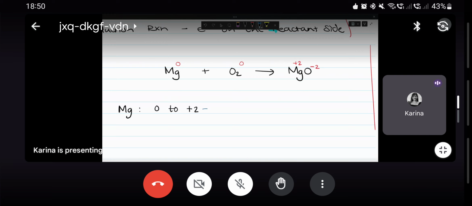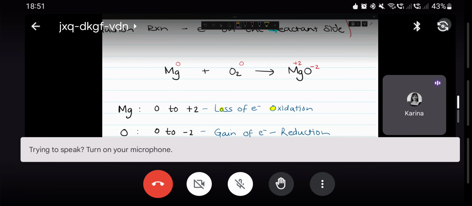And if there's a loss of electrons, what type of reaction is this, oxidation or reduction? Oxidation. How do we know that? Because a loss means oxidation. Okay, same thing for oxygen. The number is going from 0 to -2. So this is becoming more negative. So is it gaining electrons? Yes. And this therefore must be reduction.